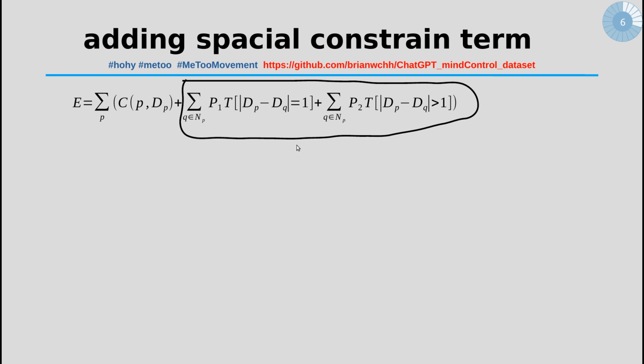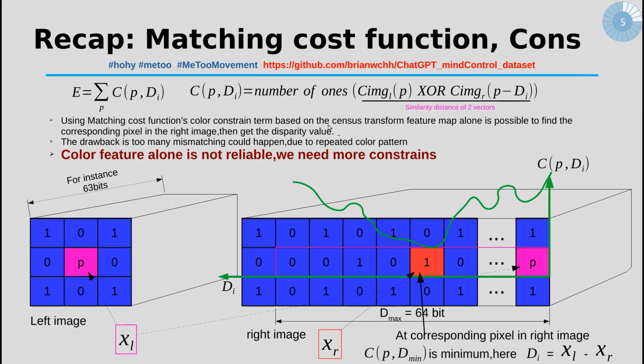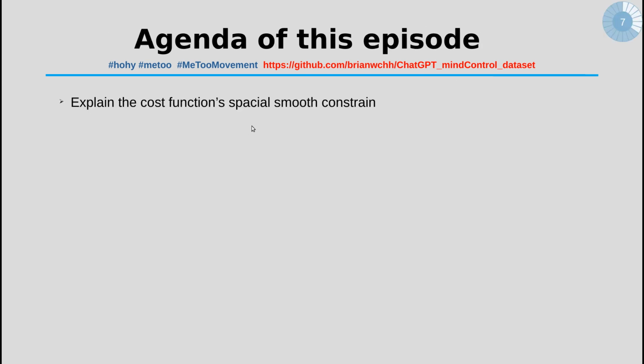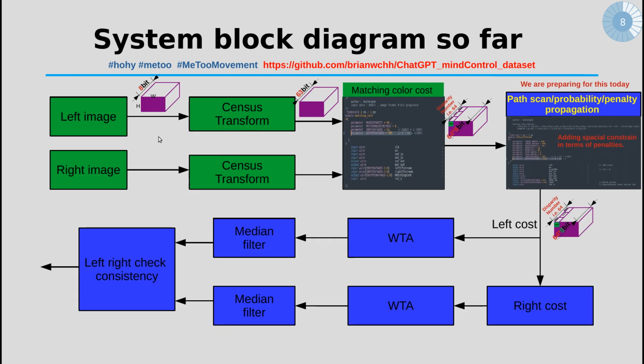And now today we're going to add a spatial constraint term, because we've already talked about that color feature alone is not reliable, it's not enough. Okay, sorry, my poor English. We need more constraint. So now we're adding the spatial constraint term here. We're going to explain this in detail in this episode.